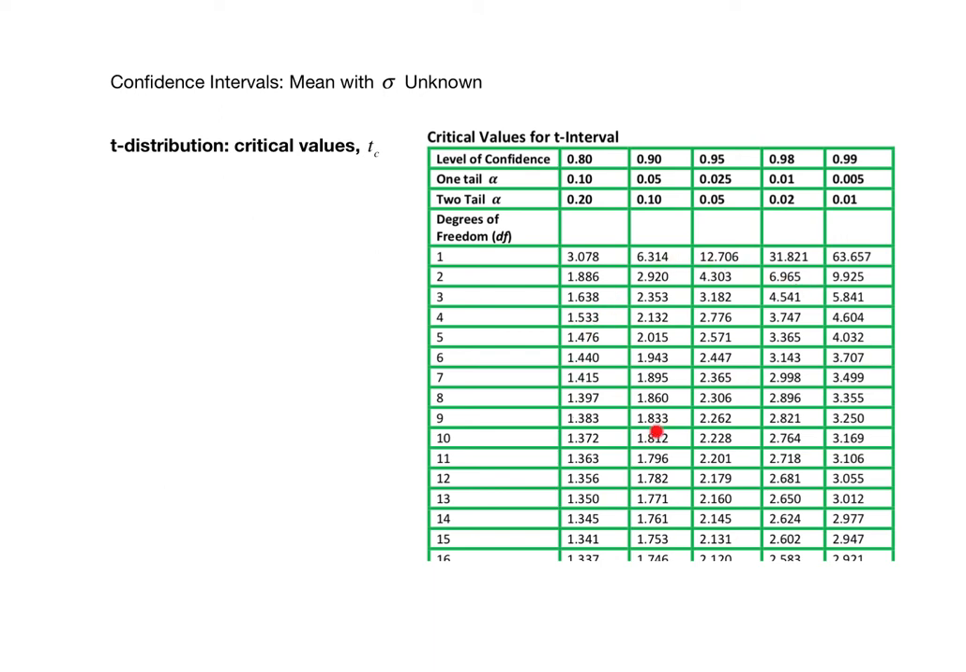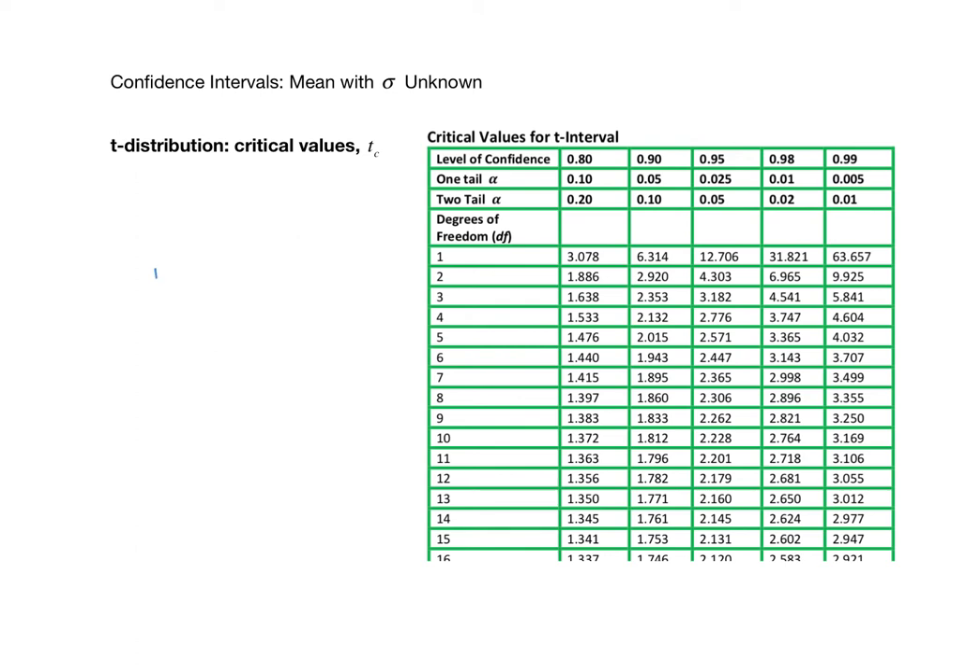We need to figure out which one of these numbers we need. Well, it's based on two things. One is the number of degrees of freedom, and the other is the level of confidence that you're trying to find your confidence interval for. Notice this one tail alpha, two tail alpha, this stuff right here. You can ignore that for now. That'll be part of the next topic we cover, which is hypothesis testing.